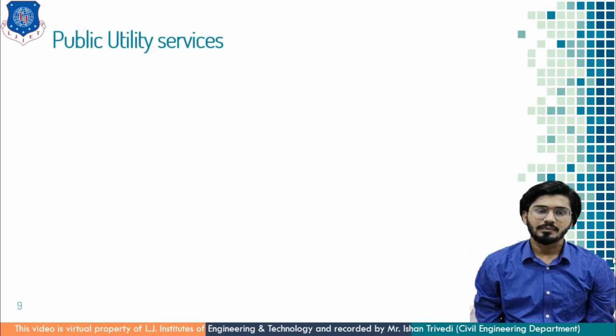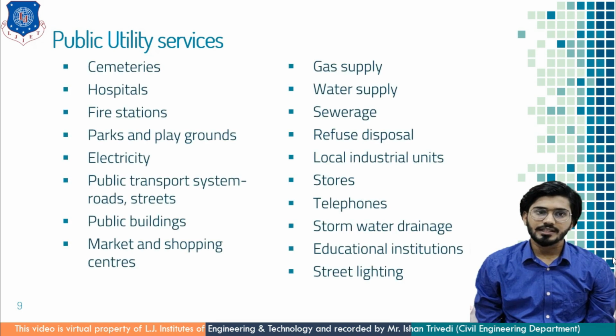And lastly, public utility services. These include cemeteries, hospitals, fire station, park and playground, electricity, public transport system like road system, street, public buildings, market and shopping centers, gas supply, water supply, sewage, refuse disposal, local industry units, stores, telephones, stormwater drainage, education institute, and street lighting. These are essential services which we require in a town.